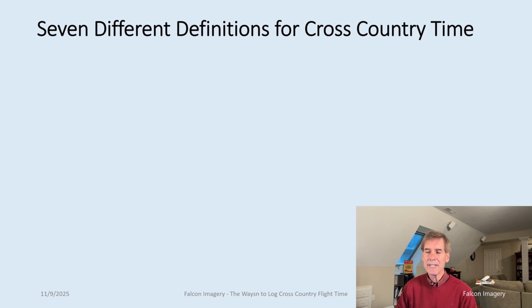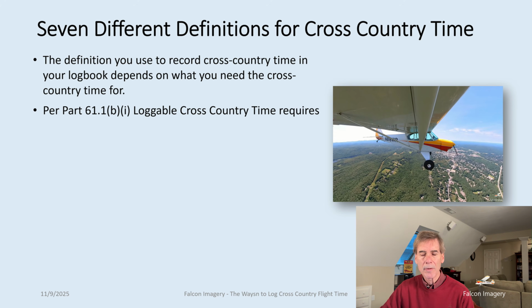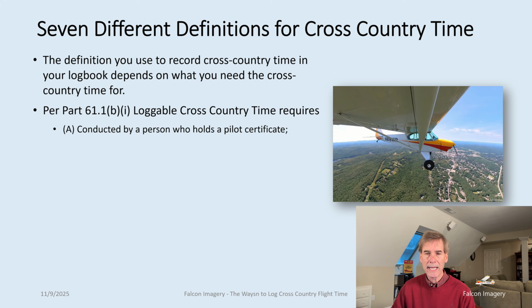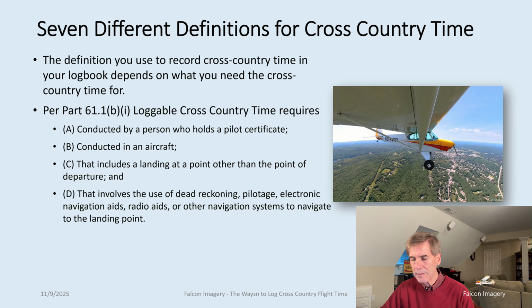So there are about 7 different definitions for cross-country flight time, and we're going to cover all of those. The definition you use to record cross-country time in your logbook depends on what you need the cross-country time for. Per FAR Part 61.1(b)(1), loggable cross-country time requires: A, conducted by a person who holds a pilot certificate, that includes a student pilot certificate; conducted in an aircraft, that includes a landing at a point other than the point of departure; and that involves the use of dead reckoning, pilotage, electronic navigation aids, radio aids, or other navigation systems to navigate to the landing point.